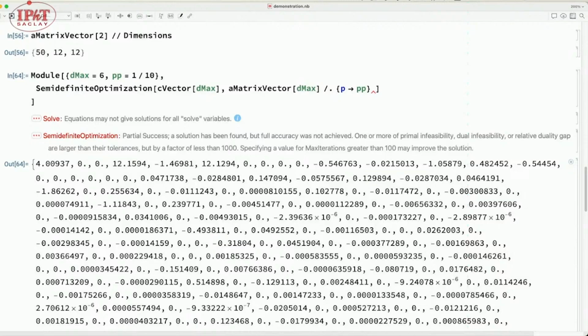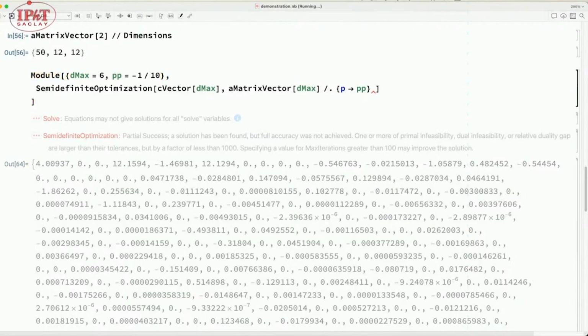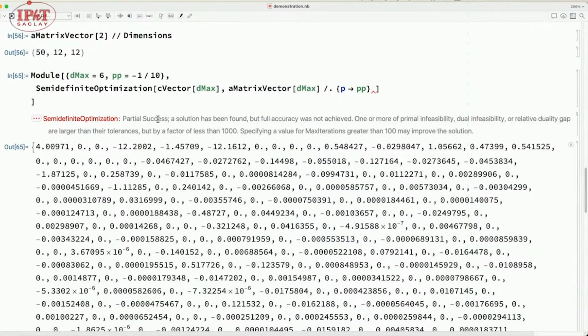If you change the sign of p, I wonder what happens. Something bad is going to happen, probably. Well, I don't know. Maybe not.